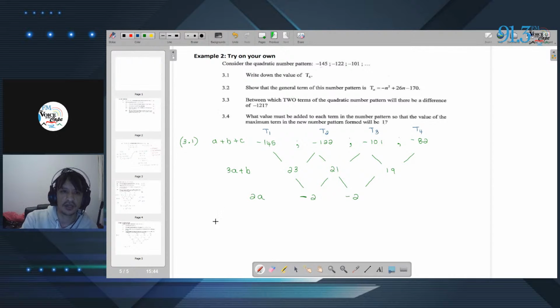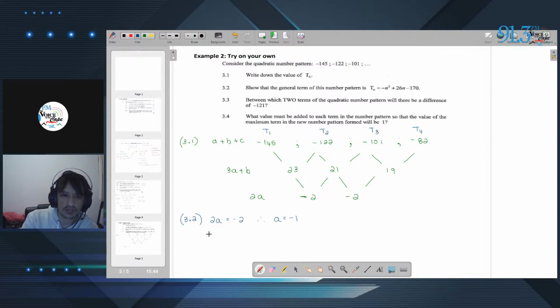And we can go ahead and solve 3.2 with all this information filled in. So show that this is the general term for the sequence. So first we solve for A. So 2A is equal to negative 2. And we can say therefore A is equal to negative 1.